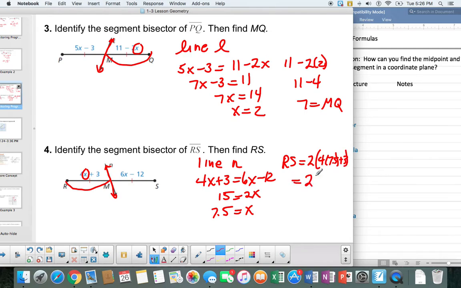So this is going to be 2, and that's going to be 30 plus 3. That's 2 times 33. And then the answer is going to be 66. So that'll be the length of RS.